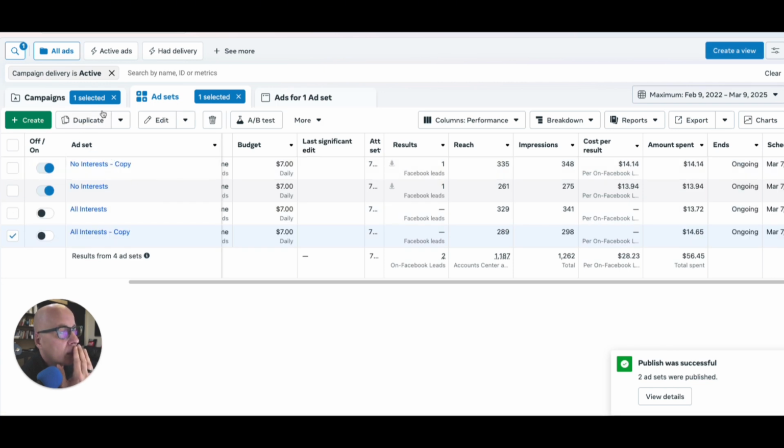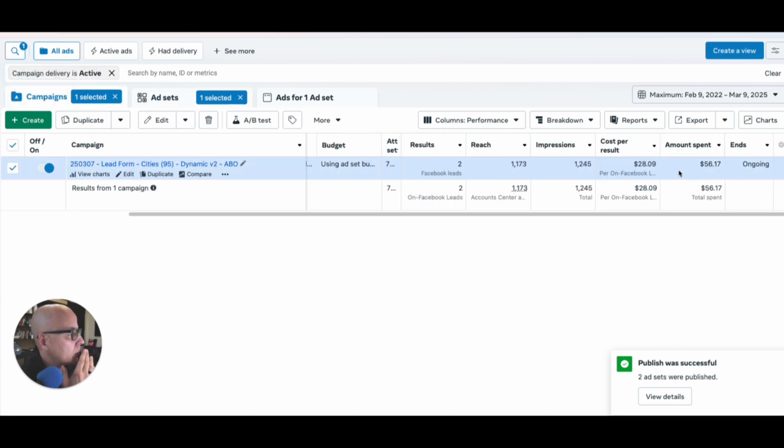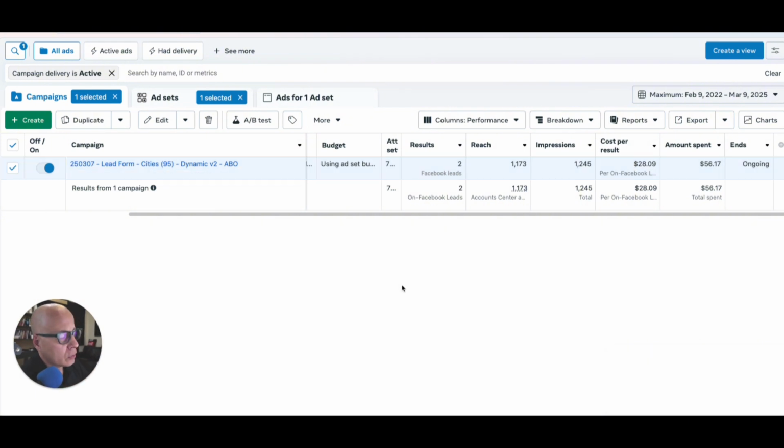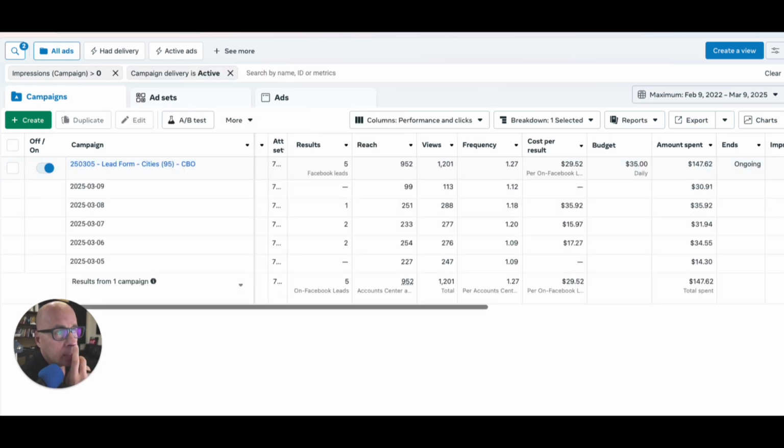Right now, even though it is at $28 per lead, ideally I would like to keep this closer to 20. But in the beginning stages of a campaign and an ad account, sometimes it takes a little bit of massaging. So in this scenario, 2 leads, $28 a lead. That is acceptable considering the fact that it is 95 cities. So we're really tightly targeting the geographic areas.